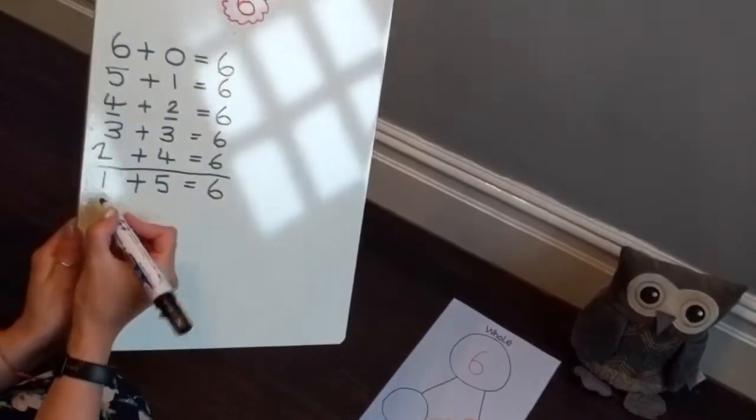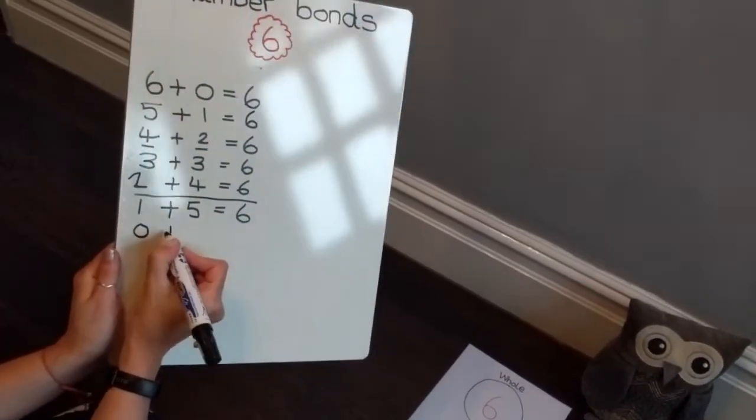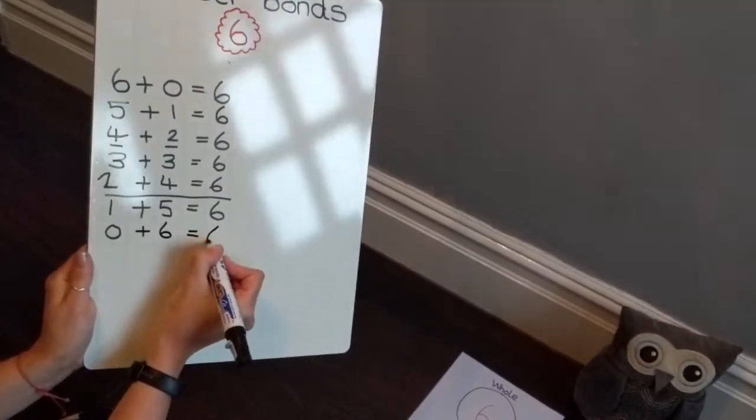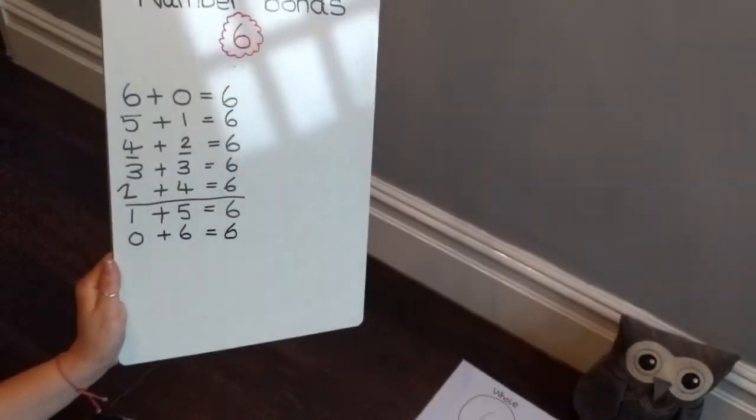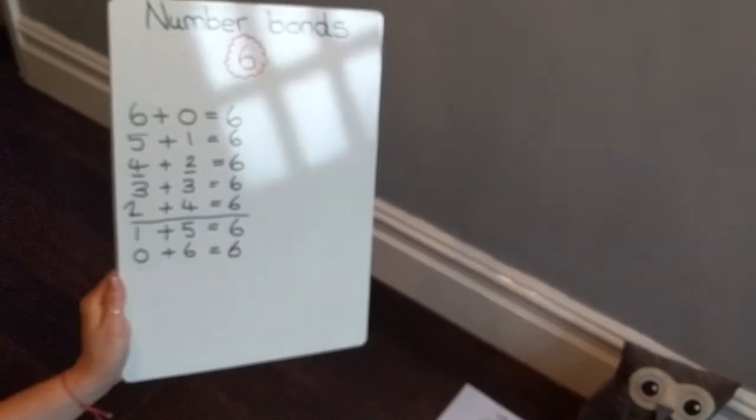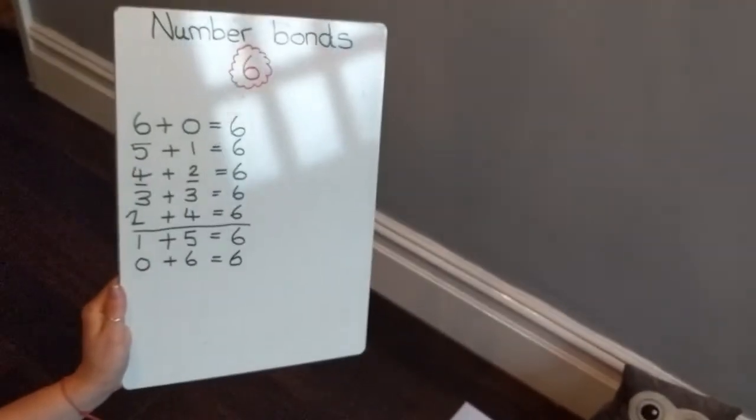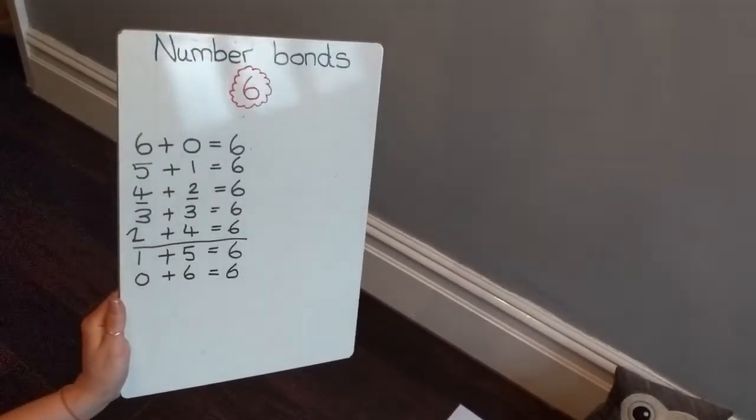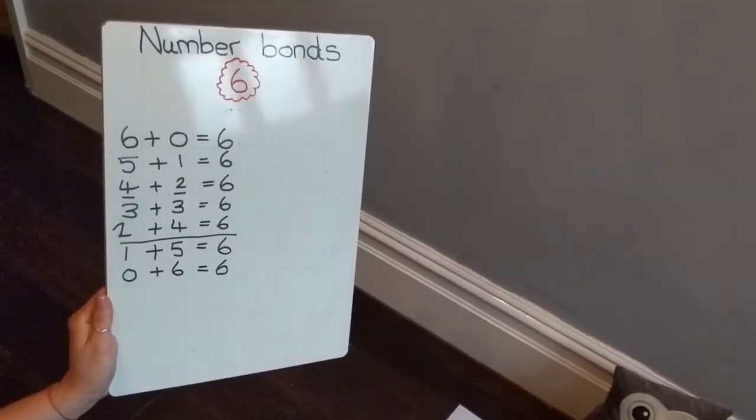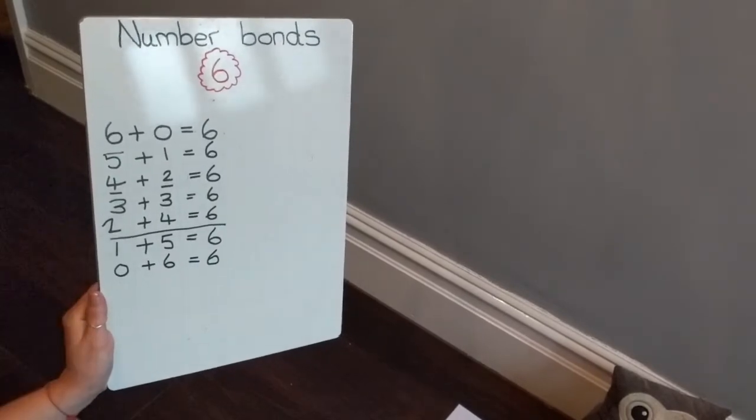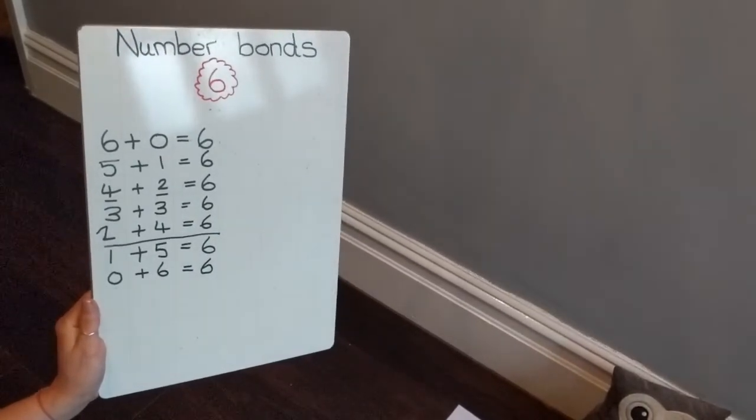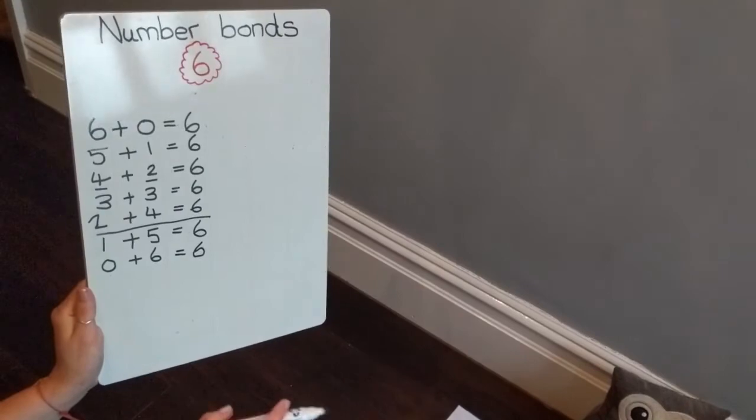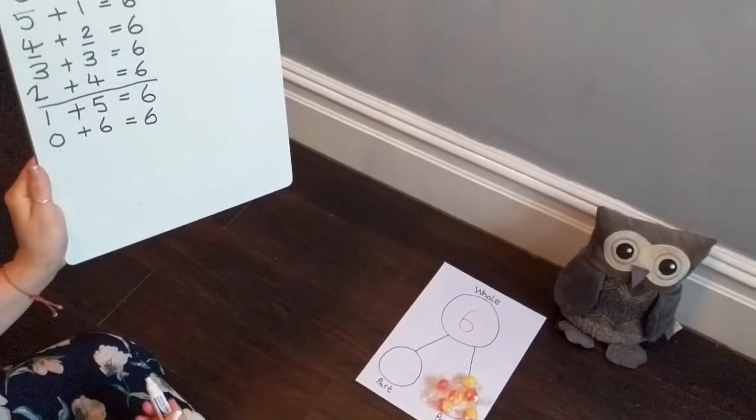Let's record our last number sentence together. 0 add 6 equals 6. We have been able to find all of our number bonds to 6. We have worked in a systematic, a logical way to help us to find all of the possible number bonds. Have a go at exploring using this method, but with a different number bond, remembering to use your part-part whole to help you with your ideas.